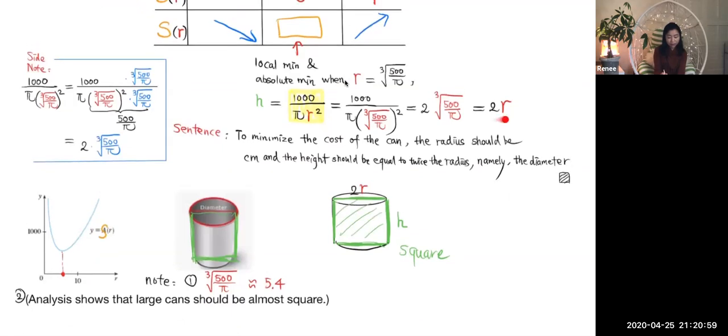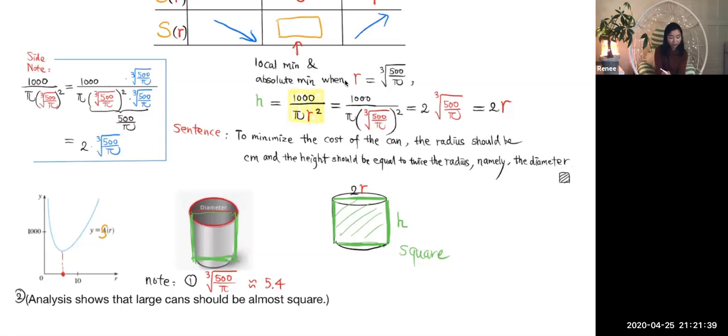Now you might wonder, how did I get from this step to this step? So I put a side note over here. 1000 divided by pi times this squared, you know that this is a cube root. When you square that, to get rid of the cube root I need to multiply by the cube root of 500 divided by pi, because that way this one is 500 divided by pi to the power of 2 over 3, and this one is 500 divided by pi to the power of 1 over 3. They multiply and turn out to be 500 divided by pi.